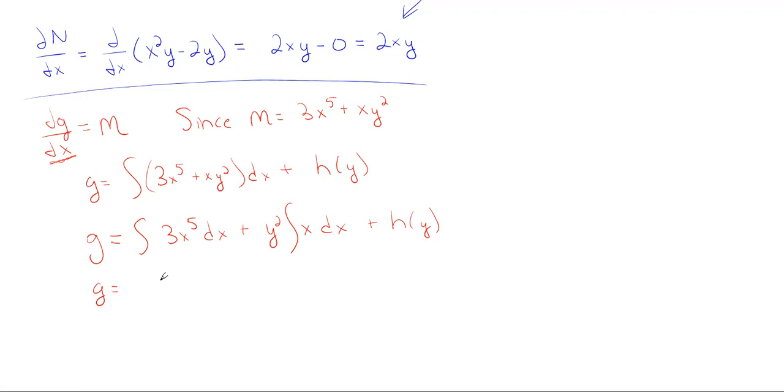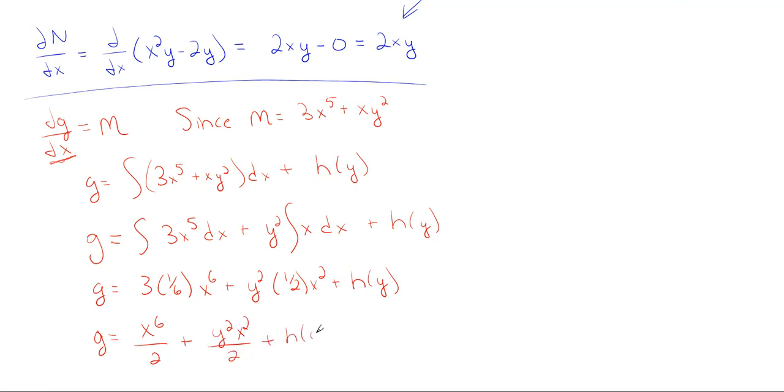So my g equation, once we integrate this, would be 3 times 1/6 x to the 6th plus y squared times 1/2 x squared plus h of y, for that function of h. I'll try to make sure that I write g and y differently. So my g equation is equal to x to the power of 6 over 2 plus y squared times x squared over 2 plus my h of y.